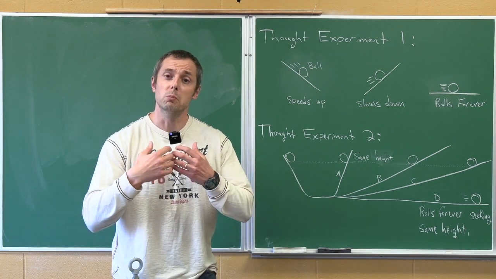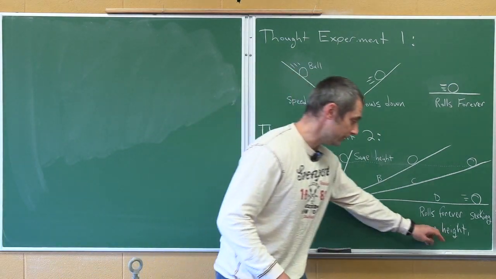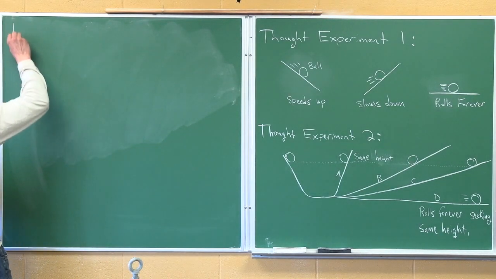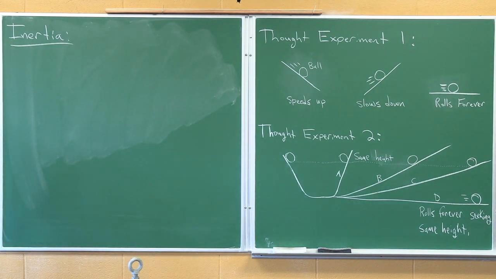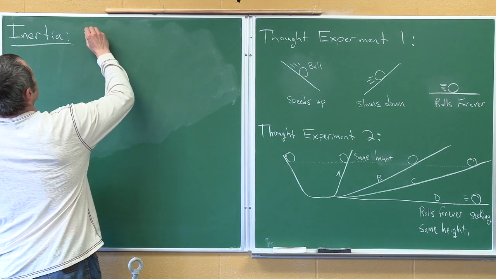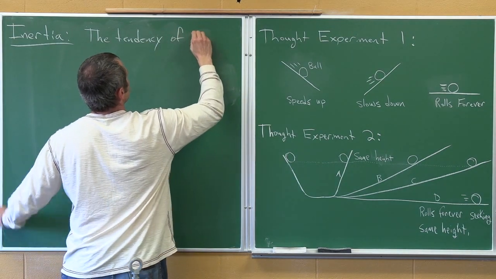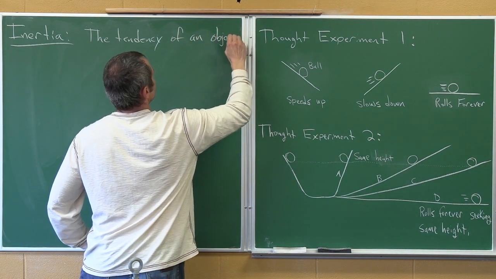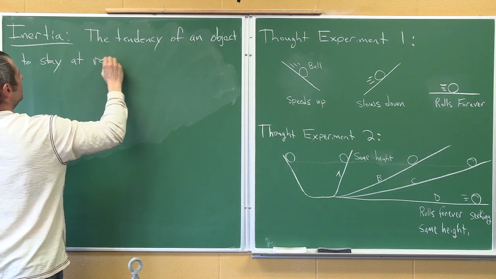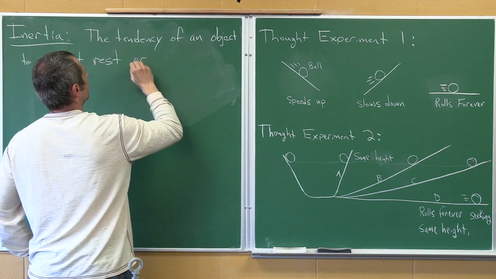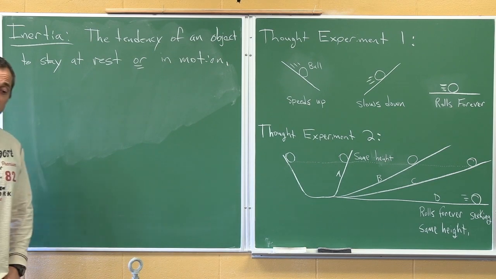Some things stay in motion with more effect, or stay at rest with more stubbornness, I guess we could say. So why? Well, what we need to do to understand that is to understand the concept of inertia. So inertia is this. It's the tendency of an object to stay at rest or to stay in motion.